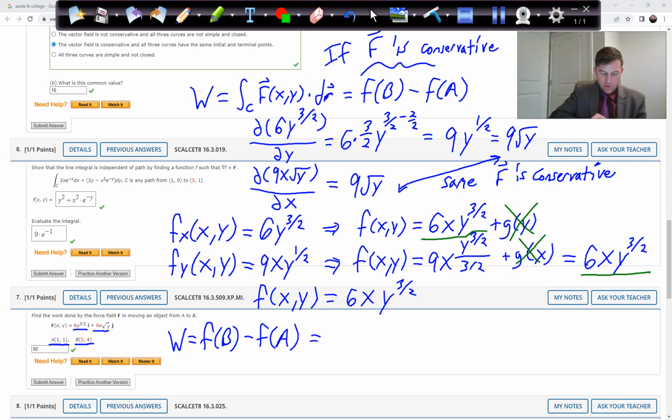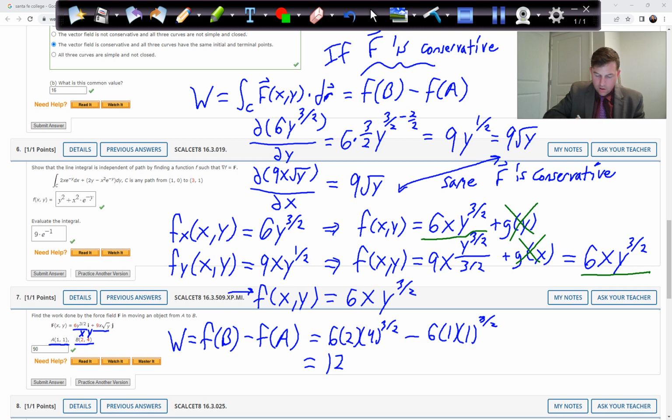The function at point B, x is 2, y is 4. So we're going to plug that into this function here. x is 2, y is 4, minus the other point is 1, 1. So x is 1, y is 1. This is going to be 12.